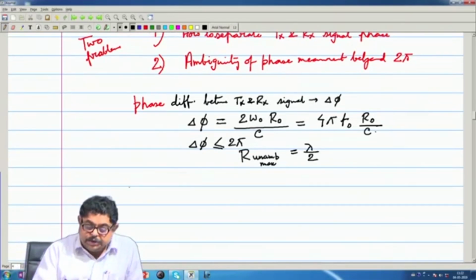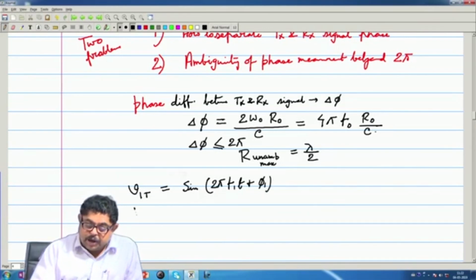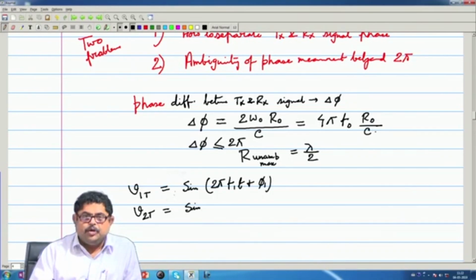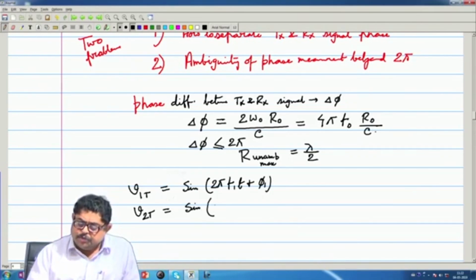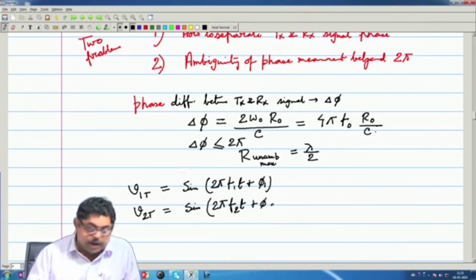So, let us say that we are transmitting V1(t), a transmitted signal sin(2πF1t + φ1), and V2(t) we are transmitting sin(2πF2t + φ2). Deliberately I am not writing amplitudes, because ultimately I will be mixing or detecting phases, and that also is a mixer. So, not a problem. Let us say φ1 and φ2 are the initial phases.